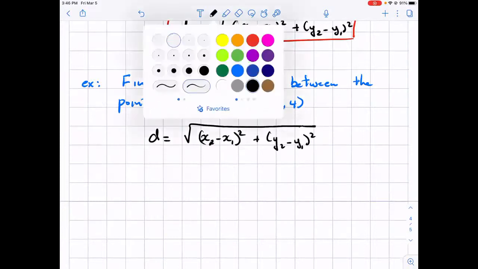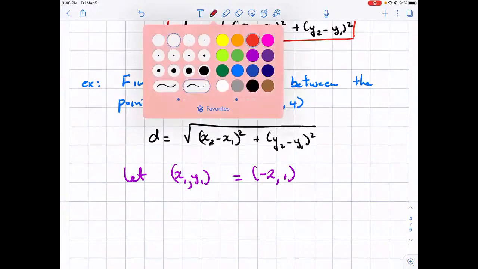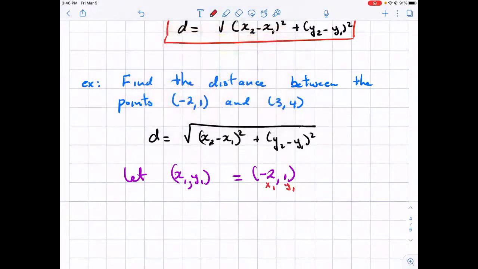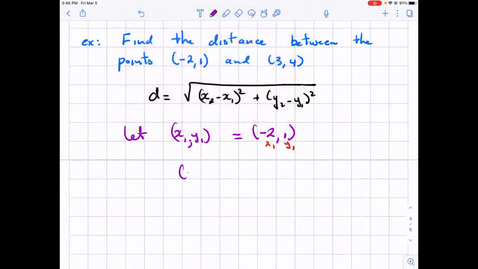So what we'll do, let x1, y1 be equal to -2, 1. So what we're saying is, this here is going to be my x1 and that's going to be my y1. And we can say let x2, y2 be assigned the value 3, 4. So this means that this is x2, y2.